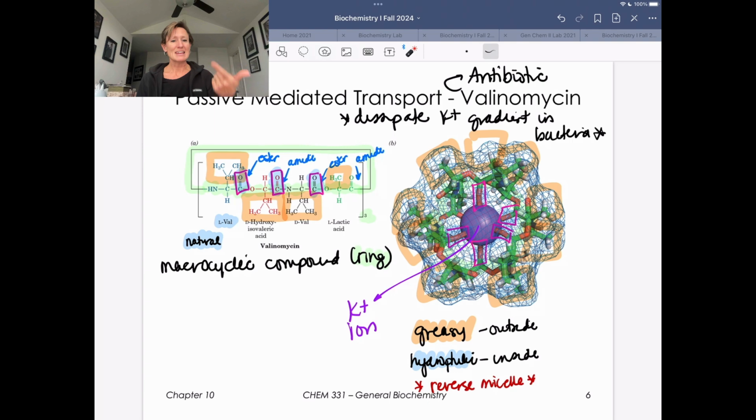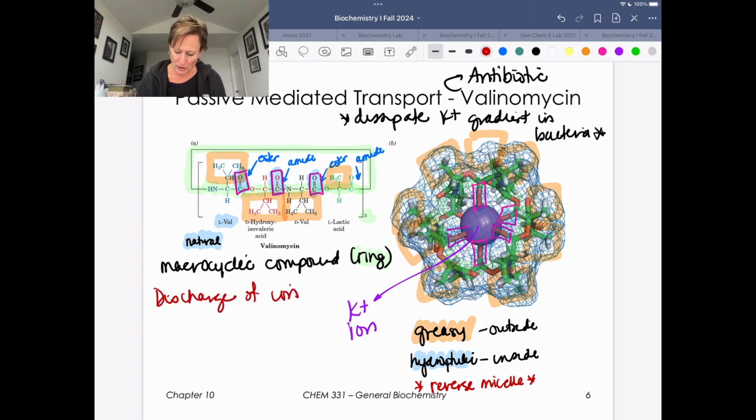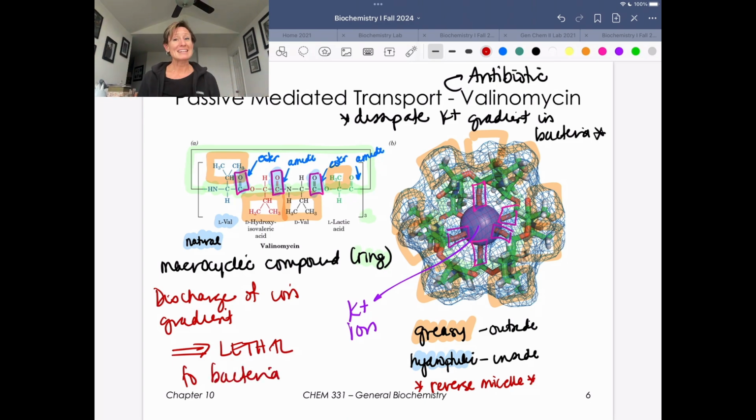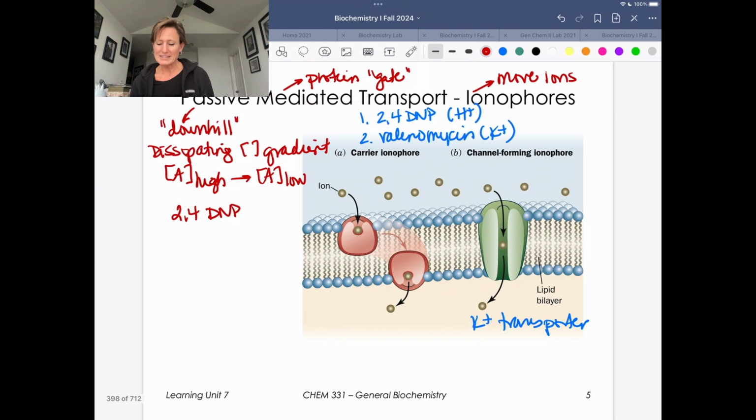potassium gradients in bacteria. If you discharge important ion gradients, that is going to be lethal. So again, the discharge of an ion gradient is what makes this lethal to bacteria. Right? So that's the antibiotic valinomycin, another example of a carrier ionophore.